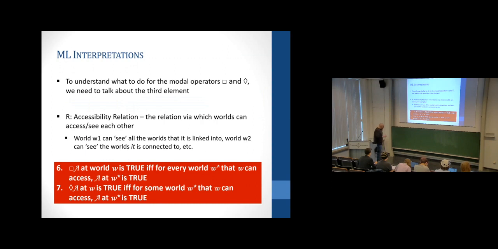If they're atoms, they're true at a given world simply by stipulation because of the valuation function. If they're complex using the connectives, it's determined in the TF-LE way. And if they're complex sentences whose main operators are boxes and diamonds, those are going to be determined by the accessibility relations.